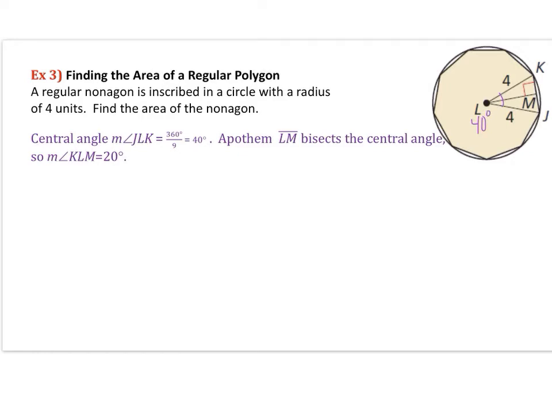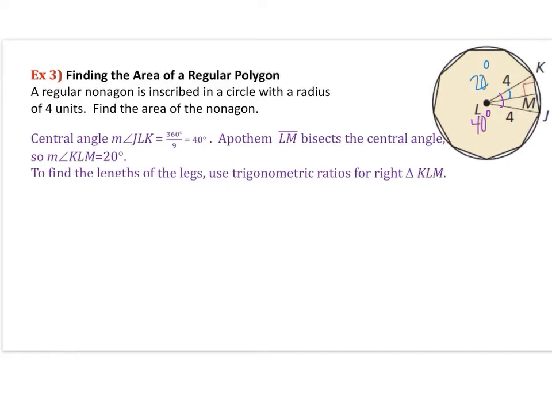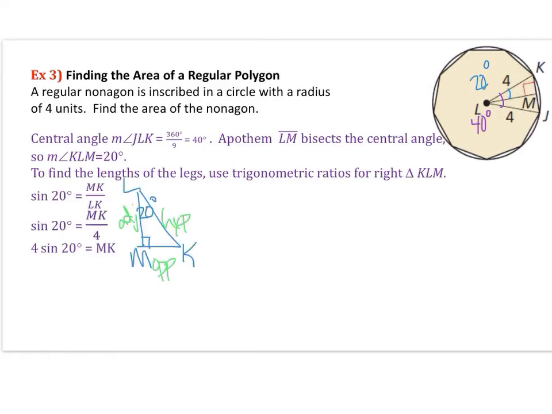And then we know that the apothem LM bisects the central angle in half, making this smaller angle 20 degrees. And I need the length of my apothem, which is LM, and I need the length of my side. So I can use this small right triangle to help me get that, and I'll have to use my trig ratios. So to find the side lengths of the legs, we need to use our trig ratios. So use your formula chart if you don't remember them.